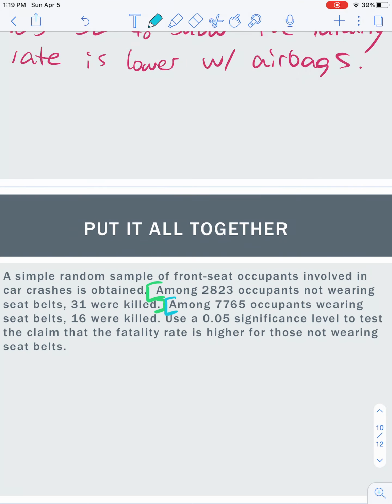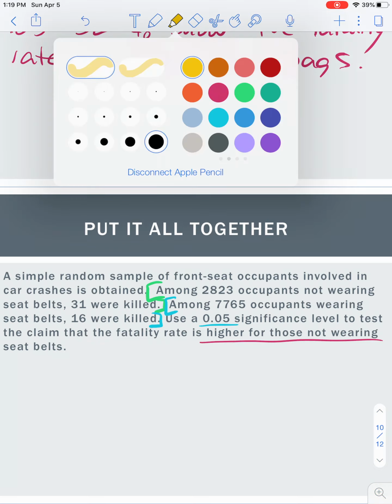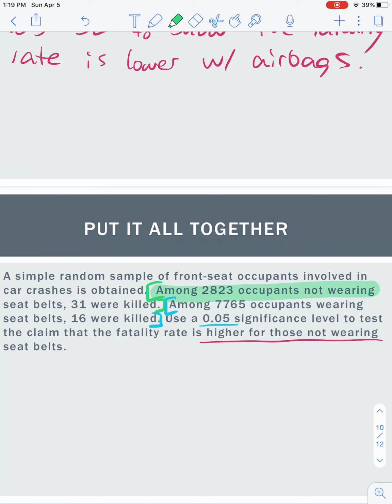This evidence is talking about people wearing seatbelts. We're going to use a 0.05 significance level to test the claim that the fatality rate is higher for those not wearing seatbelts. The green there is our non-seatbelt group. The blue is our seatbelt group or population. And then we're going to test to show that it's higher for the non-seatbelt group.